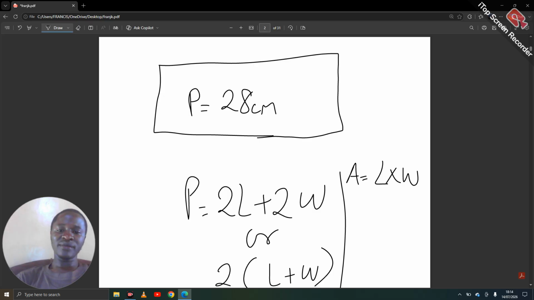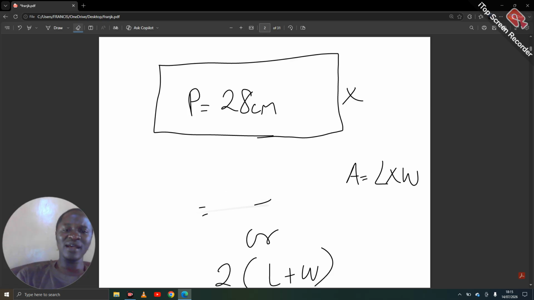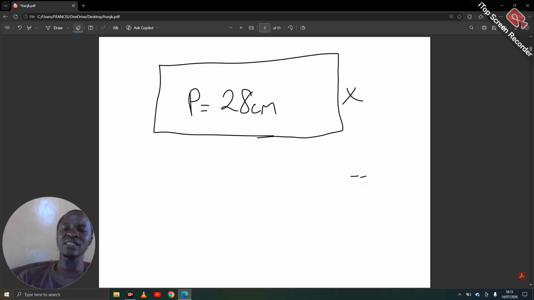Remember, this is perimeter. So let width be x, because I'm very sure the length must always be longer than the width. So if my width is x, what will be my length? Remember, this now is just reasoning. You only have to reason with the question. Nothing is difficult at this point.